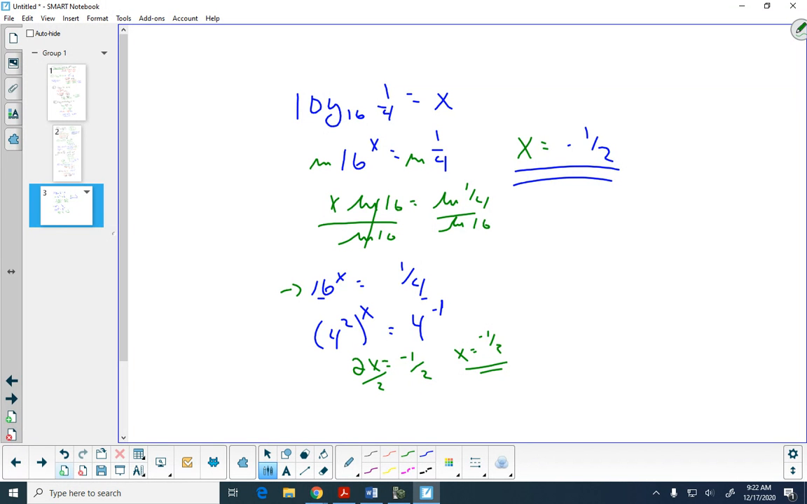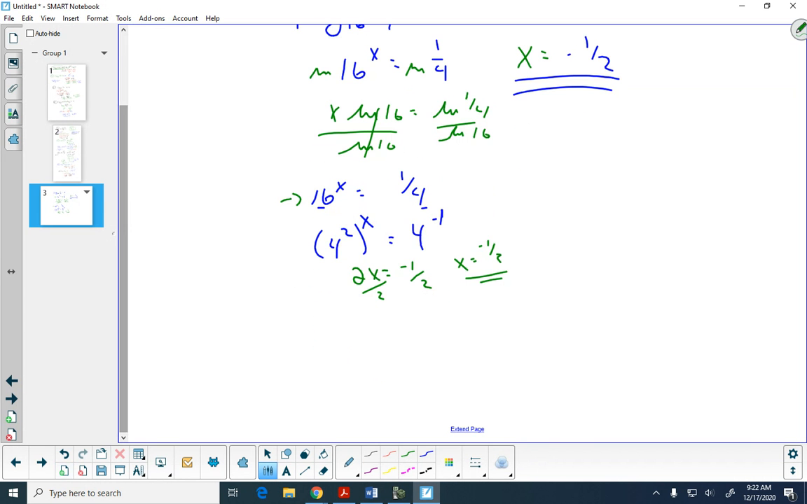Are there any others from the front side here of the second worksheet you'd like me to go through? Okay, we go to the back. Take a look at 11 on the back.